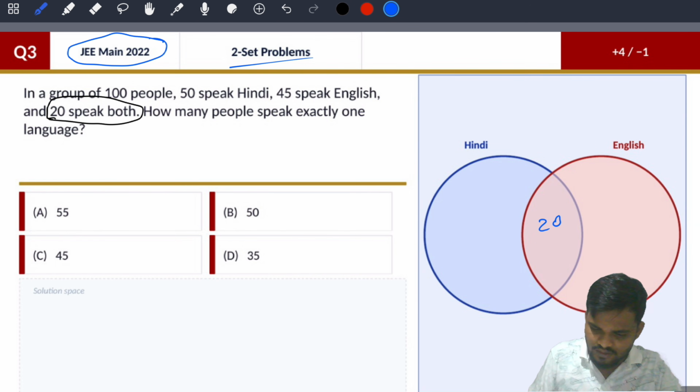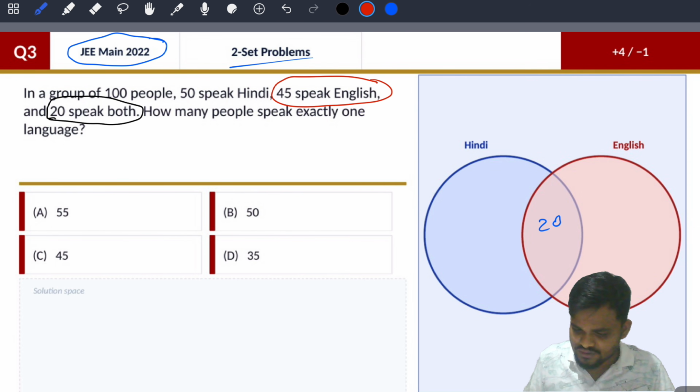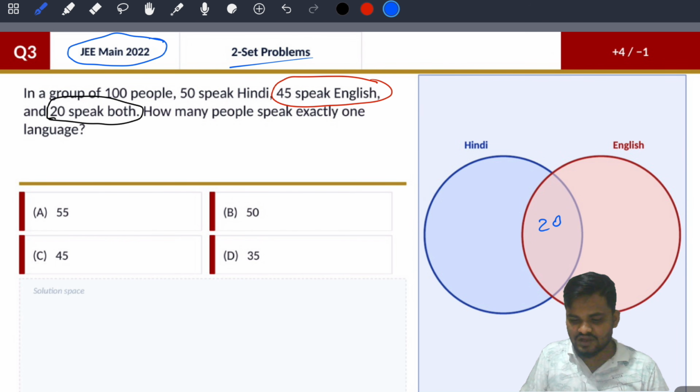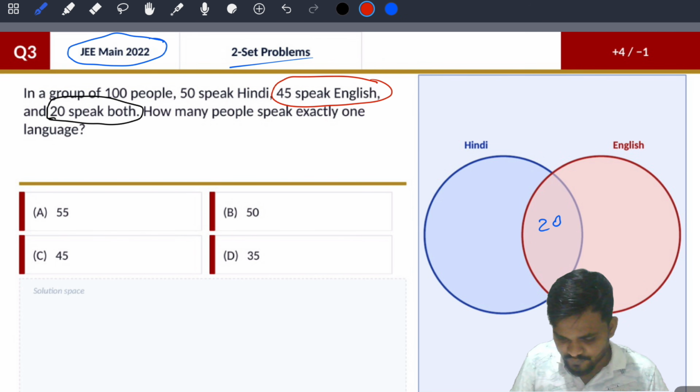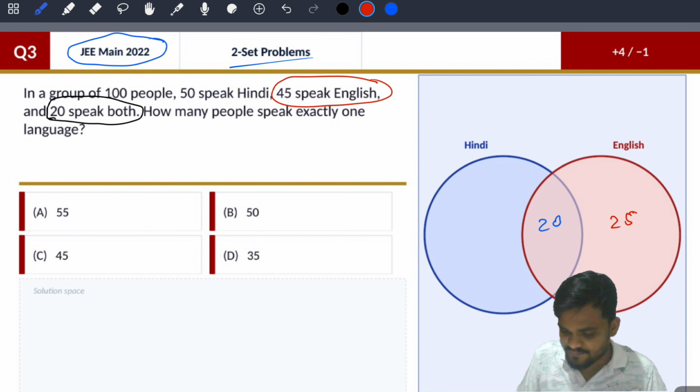Then next is 45 speak English. So out of 45, already 20 speak both. So how many remain? So 45 minus 20. I am doing the calculation directly. This should be 25.